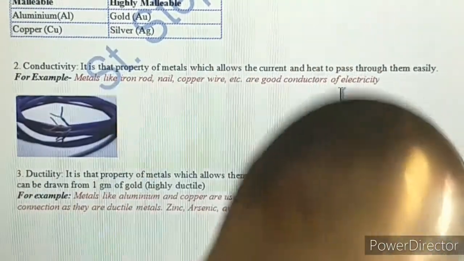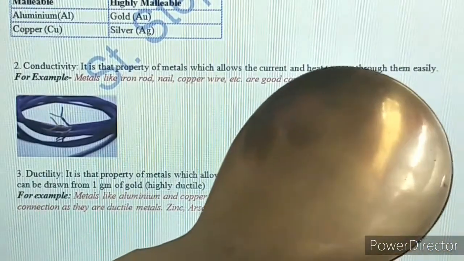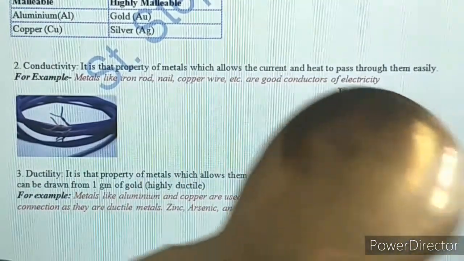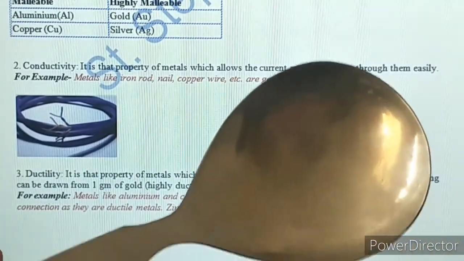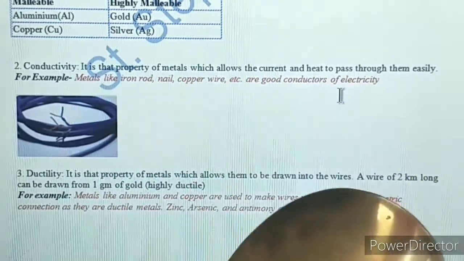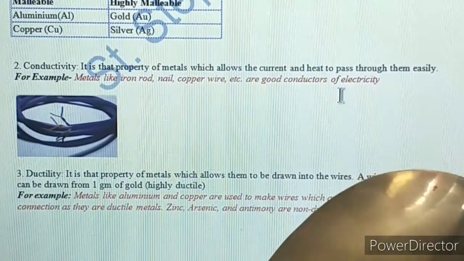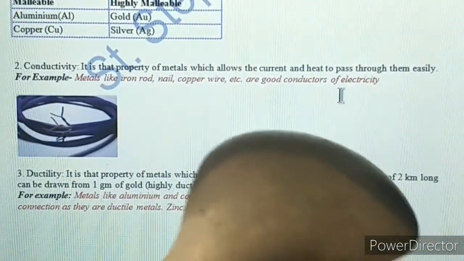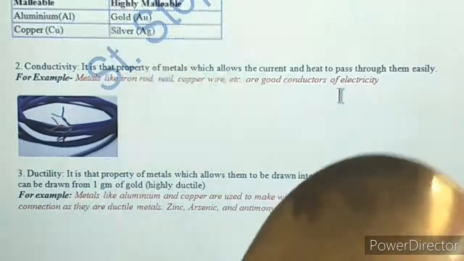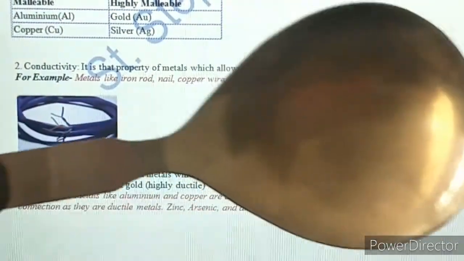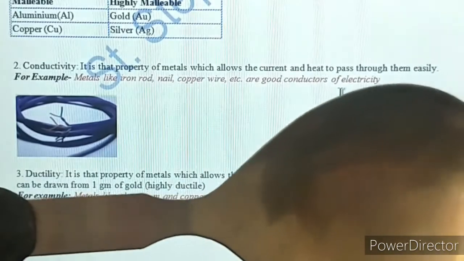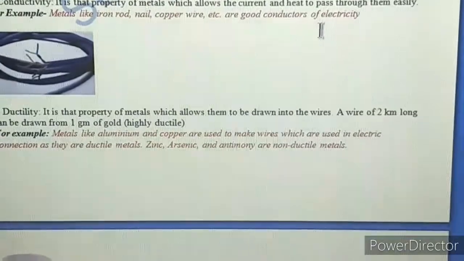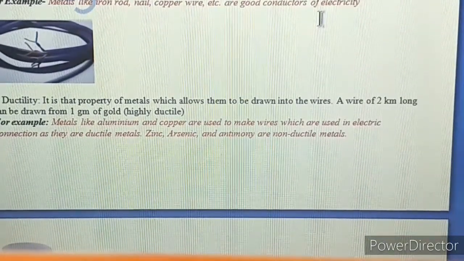Like we are using this spoon or the utensils in the kitchen, all those things are made up of metal, and they allow heat to pass through them easily. That is why we can cook food in metallic containers, metallic utensils only. Are we cooking food in wooden vessels? No, we are not cooking food in wooden pans, and all the pans are always made up of metals. So we can say that metals are good conductors of heat and electricity.